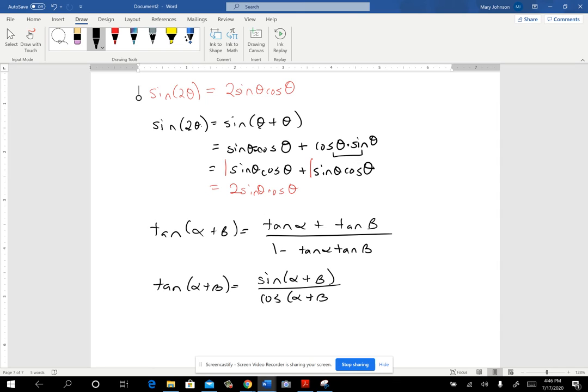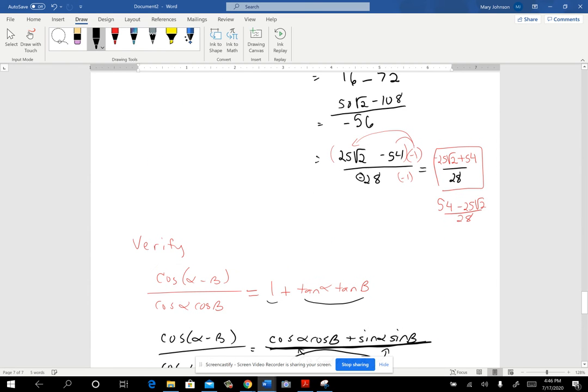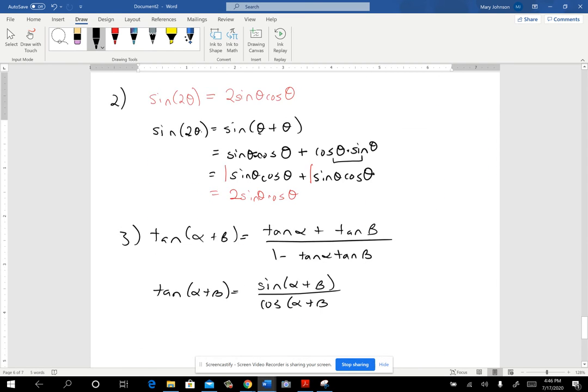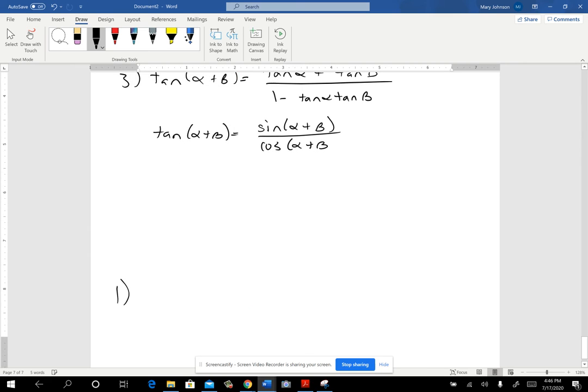All right, so this is what we're working on now. This is the third one. Let me label these. This is the second one. And then we did one here. Okay, so we get that far.